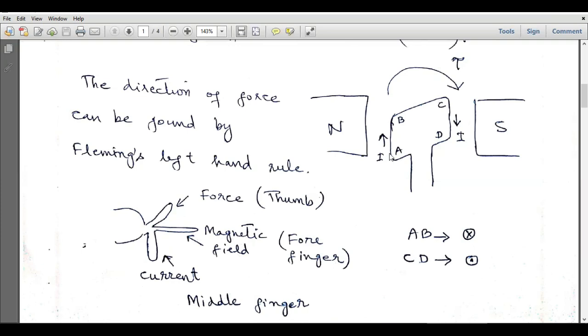For this side, the direction of thumb will be into the paper, so that will be the direction of the force which is exerted at this side. Similarly, over here, the direction of force will be exerted out of the paper. So the CD side of this coil will experience a force outward, out of the paper, and this side AB will experience a force into the paper. As a result, the clockwise rotation of this coil will be observed.